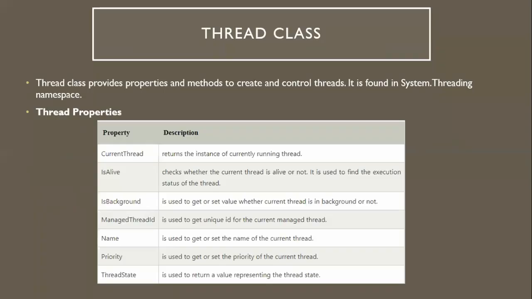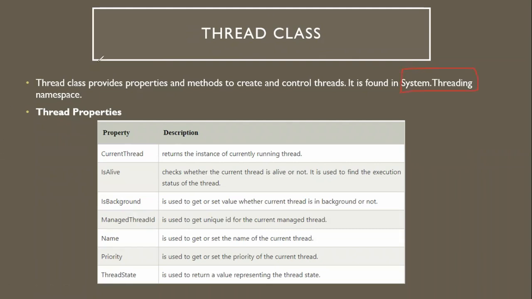So let's understand the thread class. This is the main class. The thread class provides properties and methods to create and control your threads. Where is the thread class present? Obviously, in the same namespace, System.Threading.